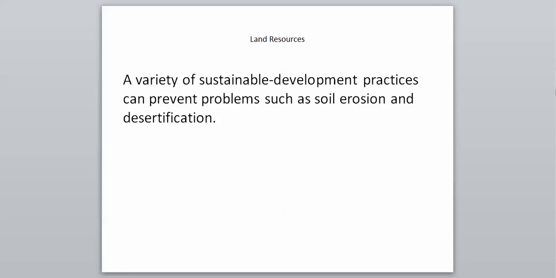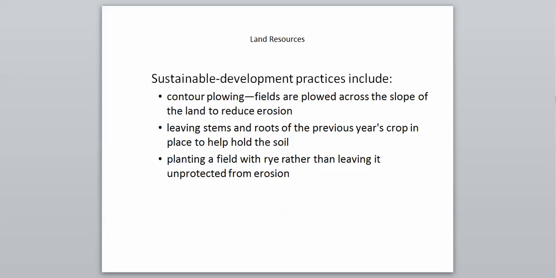And obviously this isn't a huge problem, or it can become a huge problem, but we have a variety of sustainable development practices that will prevent the problems of soil erosion and desertification. These practices include contour plowing, which is when fields are plowed across the slope of the land to reduce erosion. Another is leaving the stems and roots of the previous year's crop in place to help hold the soil, so it's not going to blow around as much and erode. And then planting a field with rye rather than leaving it unprotected from erosion. That is done a lot around here, what we know as a cover crop, to keep the fields ready to go.